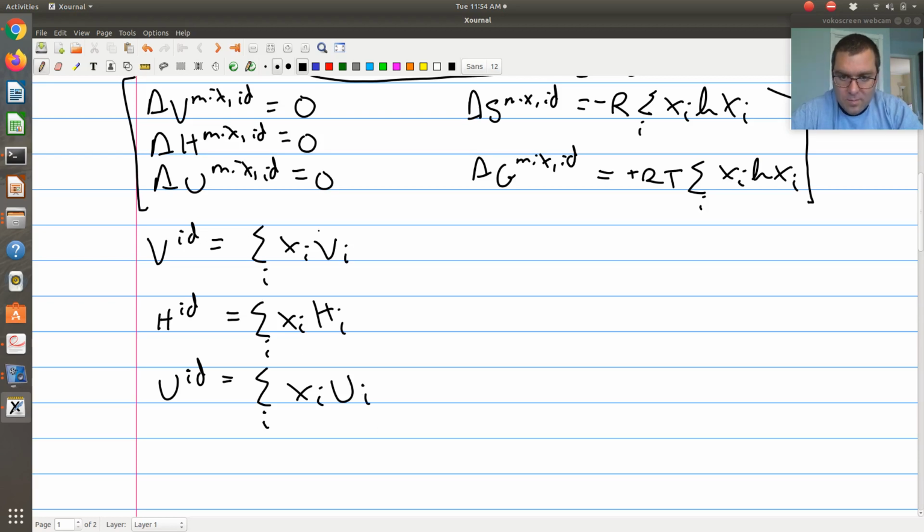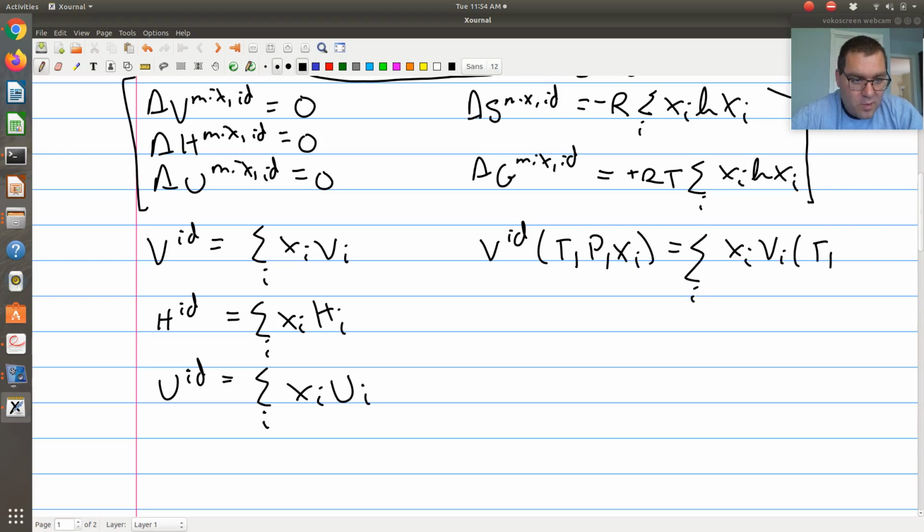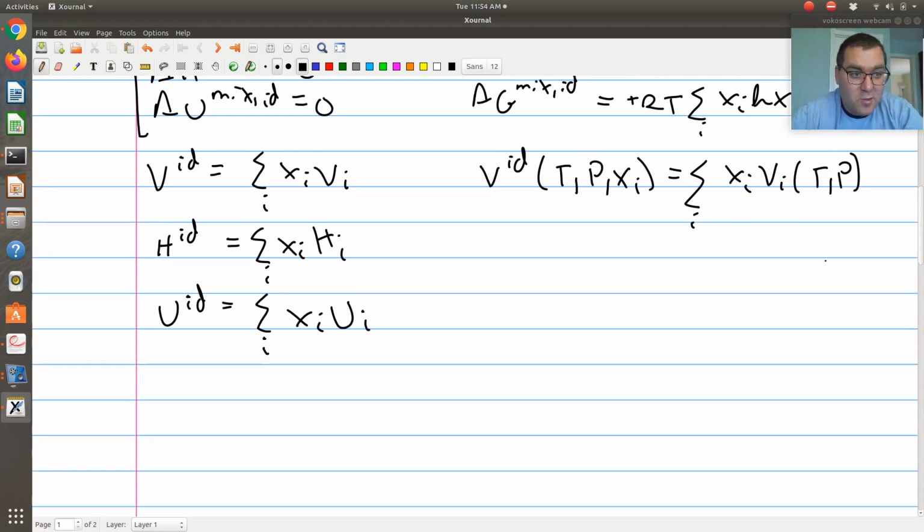Now remember, just for completeness, I'll write it for this first case. When I say V ideal, we're talking about an ideal solution at T, P and x_i. When we talk about these pure component values, those are for pure components at the same T and P. Remember, I'm mixing at constant temperature and pressure.